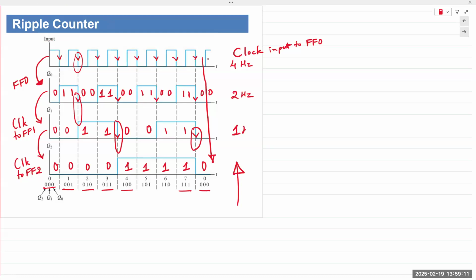Frequency for this will go to 1 hertz. This will go to half a hertz. And again, we can add a 4th, 5th, 6th, 7th, 8th, as many flip-flops as we want, and keep increasing the number of bits for that.